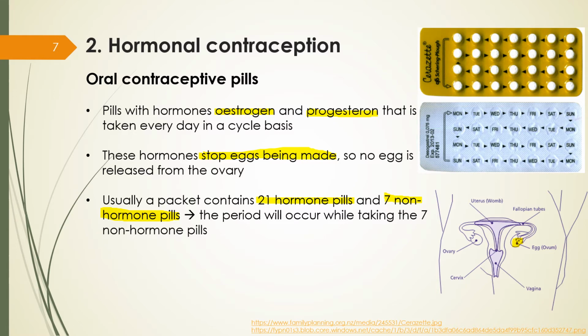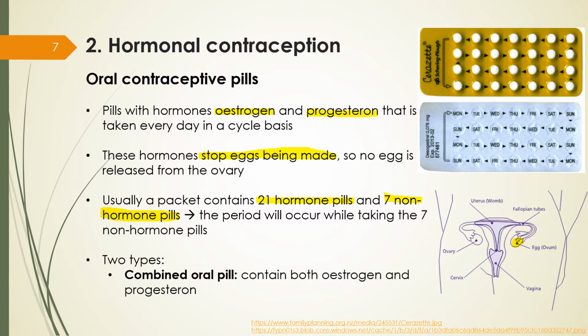But if you forget 1 or 2 of the hormone pills, you are at risk of ovulating. So this is a hormone just like the other one, but the only thing is that you need to remember every day to take one. And if you don't, maybe you can take a chance to get pregnant.